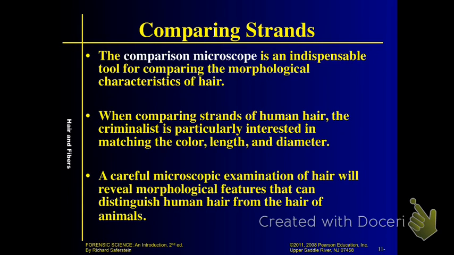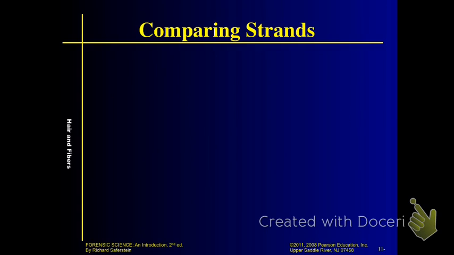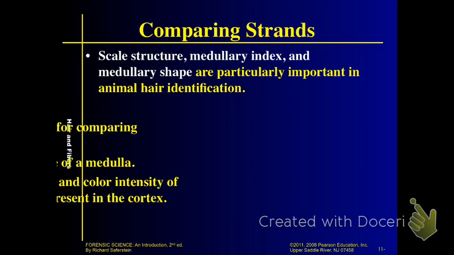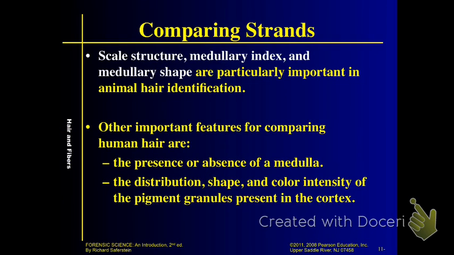Microscopic examination of hair will reveal features that can distinguish human hair from hair of animals that might be present at the crime scene. Scale structure, which is the cuticle, the medullary index, and shape are important in animal hair identification. You saw details on that in the other screencast. For looking at human hair, presence or absence of a medulla, the distribution, shape, and color intensity of the pigment granules in the cortex.